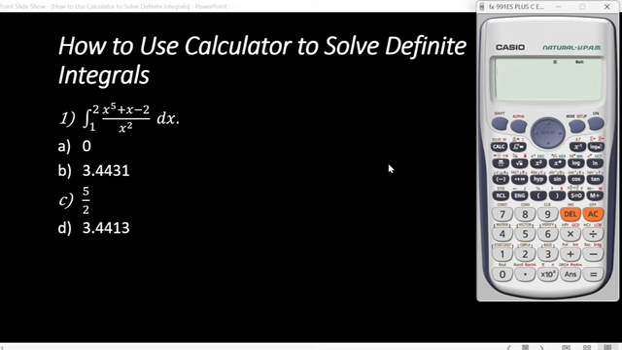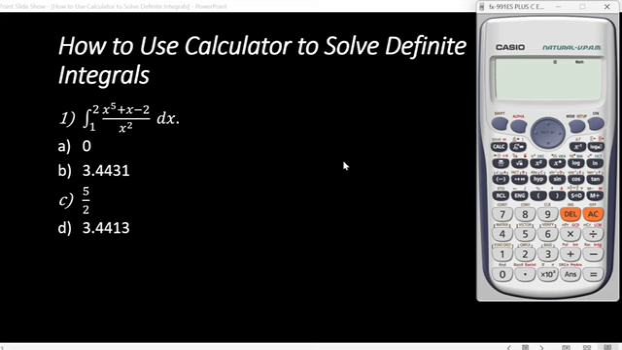Definite integrals can be quite tricky, right? But what if I told you there is a way to solve them in seconds? No more long calculations, just a few button presses, and you've got your answer. In this video, I'll walk you through step by step how to use your calculator to evaluate definite integrals with precision and speed. By the end, you'll not only know how to do it, but also avoid common mistakes that cost students valuable marks. So grab your calculator and let's get started.